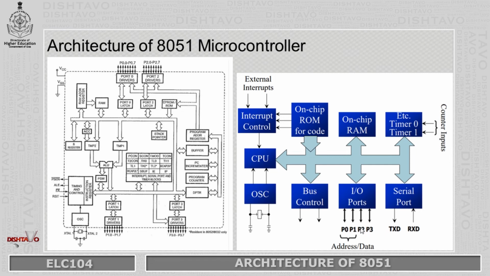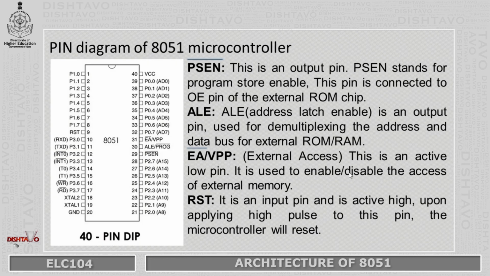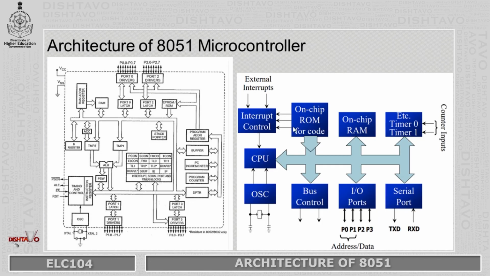As we can see here, P0 and P1 are also used for address and data in case you are going for memory expansion. The serial port is going to have 2 pins, TX and RX. RX stands for receive pin and TX stands for transmit pin. Then in the pin diagram we have seen T0 and T1, pins 3.4 and 3.5. At that time I said they can be used for timers and counters.